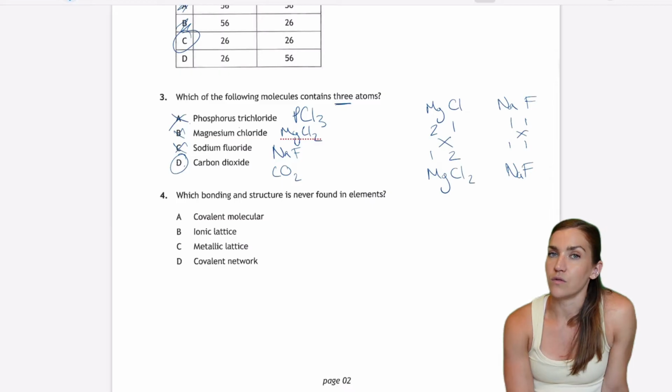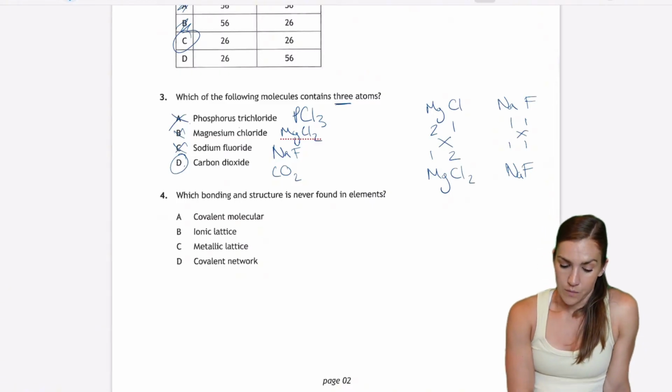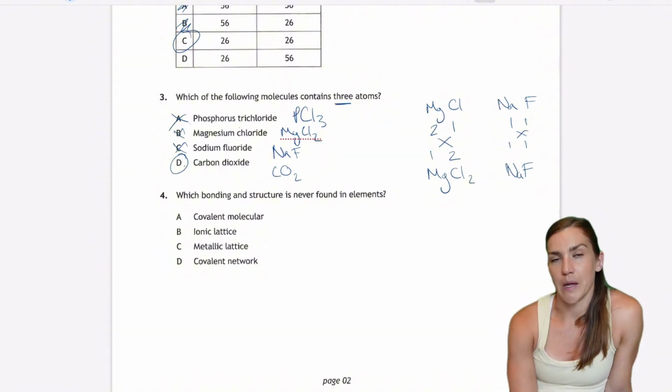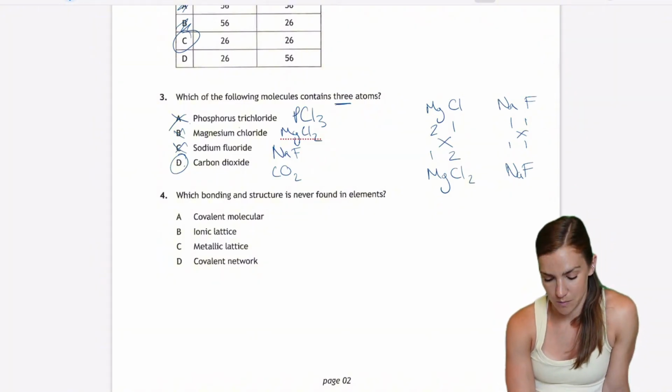Carbon dioxide is a covalent molecule. So a bit of a tricky one here, because if you did just go through the answers and pick the first one that could potentially be right, you might have been caught out here.